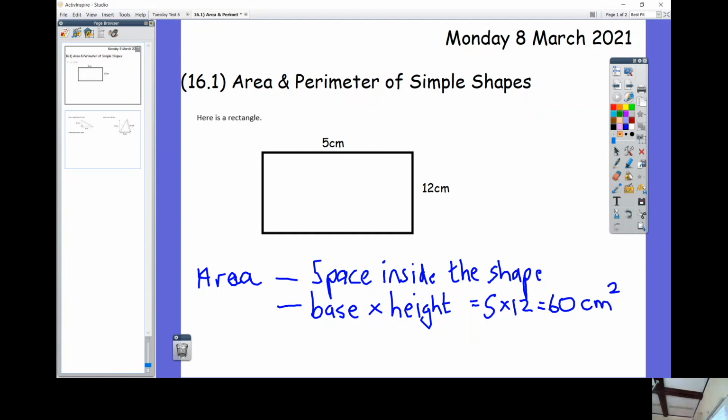Centimetres squared. Okay. Area is a two-dimensional thing, so it's always got that little 2. So centimetres squared, metres squared, millimetres squared, whatever.